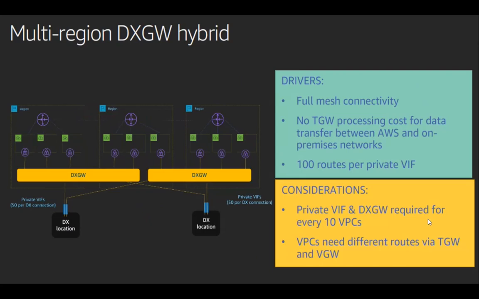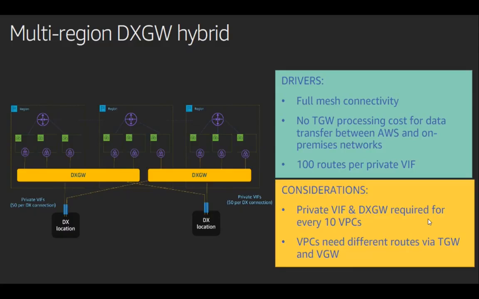Right. So what it delivers is full mesh connectivity. So no region is left untouched. We will be able to connect privately to all the regions. So it's a full mesh connectivity. No transit gateway processing cost for data transfer between AWS and on-premises network. So let's say if you are using transit gateway IPsec VPN connection, there is a cost for data transfer, right? Between data going in and out, there is a cost. But in case of Direct Connect gateway, you are not paying for the data transfer that occurs between AWS and on-premises via transit gateway. So there is no cost for transit gateway processing.